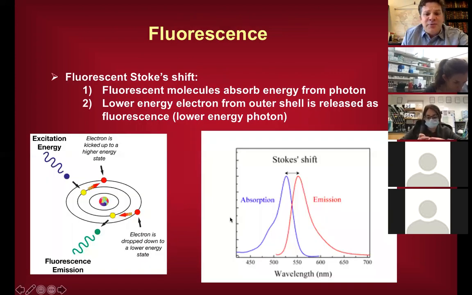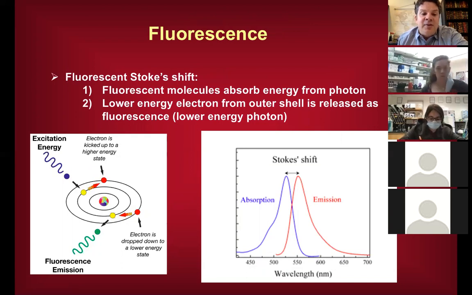This is a little bit how fluorescence works. And again, we're going to see a lot of flow cytometry looking at different cells. So here what you're doing with flow cytometry, you are taking a cell suspension, you are adding these antibodies against cell protein, and you run it through a laser system. And the laser system is based on this Stokes shift. So fluorescent molecules absorb energy from a photon, and a lower energy electron from the outer shell is released as fluorescence. So you basically excite that fluorescent molecule, and then it emits.